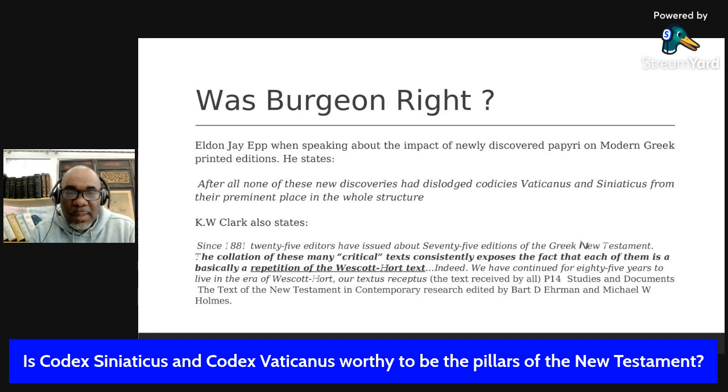The collation of these many critical edition texts consists of exposing the fact that each of them is basically a repetition of the Westcott Hort text. Indeed, we have continued for 85 years to live in the era of Westcott Hort. Our Textus Receptus, the received text, all right? So this is what they're saying.